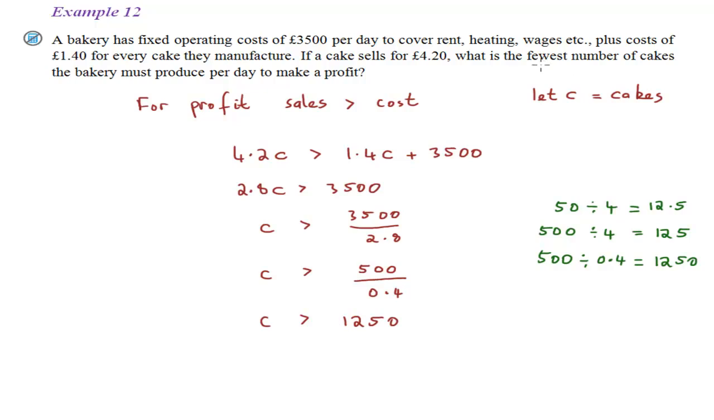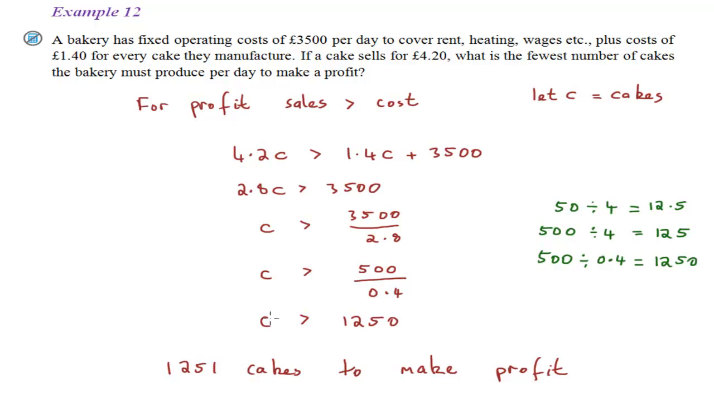So they need to make more than 1,250 cakes. So actually, what's the fewest number of cakes they must produce per day to make profit? It's 1,251 cakes, and then what they'll be doing is making profit. So 1,251 cakes to make profit. Since the question had some sort of context, it's a really good idea to communicate your answer back in some sort of sentence.